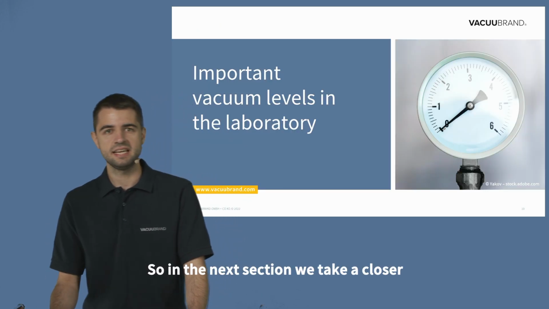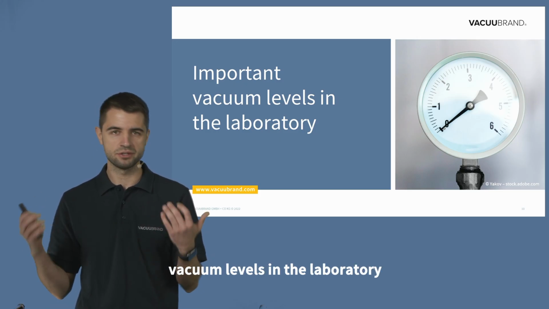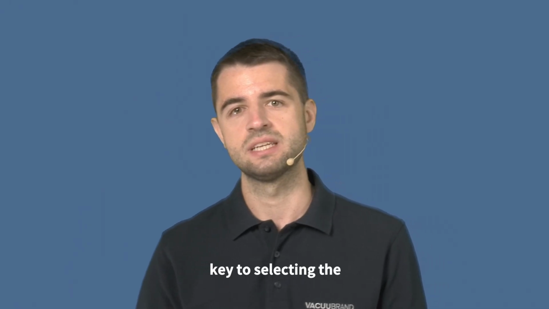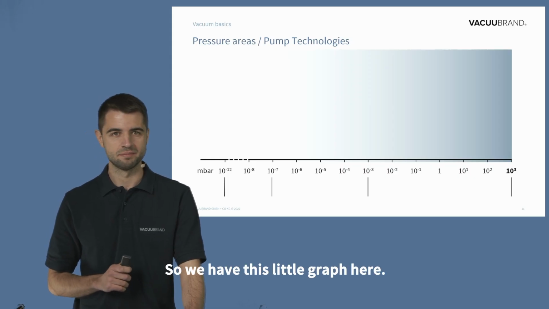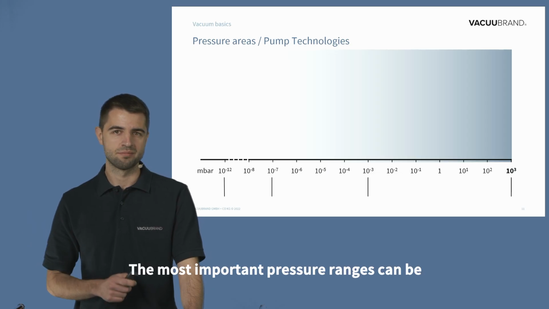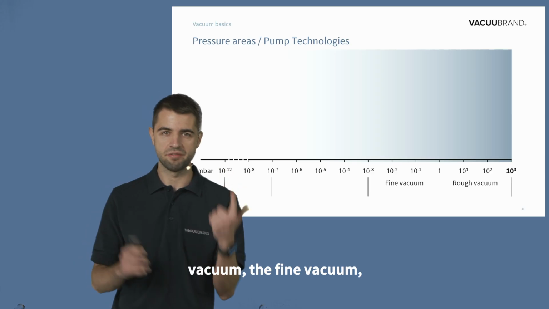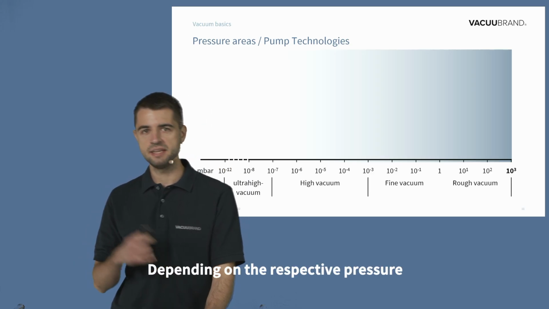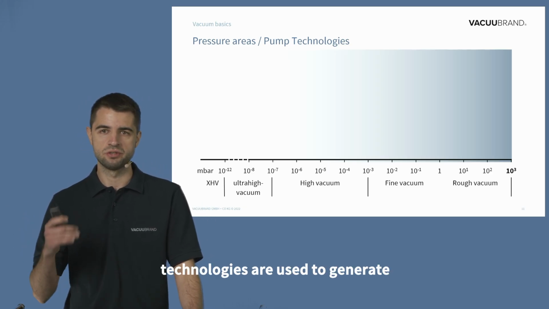So, in the next section, we take a closer look at the various vacuum levels in the laboratory environment. Understanding the vacuum ranges is the key to selecting the right vacuum pump for your individual needs. So we have this little graph here. The most important pressure ranges can be divided into the rough vacuum, the fine vacuum, the high vacuum, and the ultra high vacuum. Depending on the respective pressure range, different pump technologies are used to generate the vacuum.